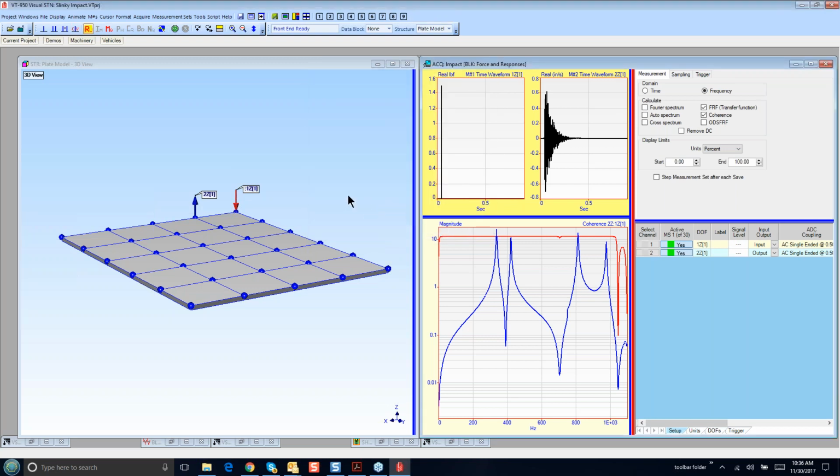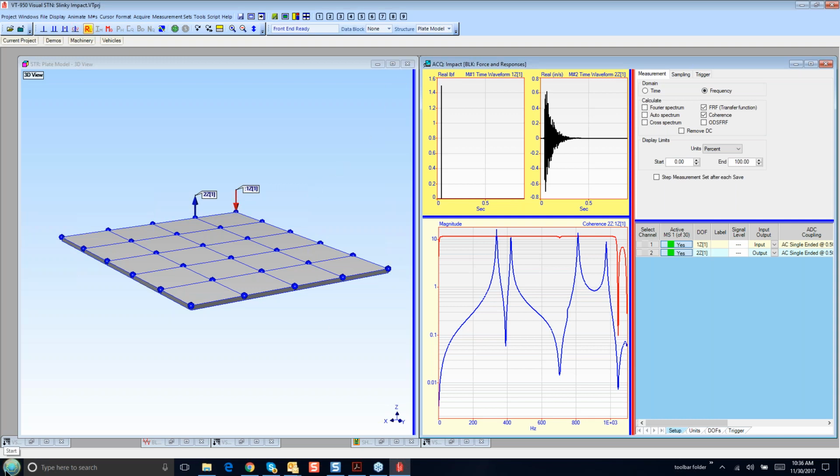Okay. You can see the first case over here is we're going to impact with a hammer at point 1. We're going to measure response at point 2.